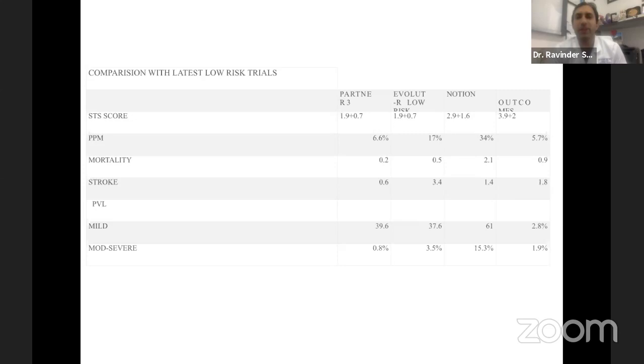The pacemaker implantation rate in the PARTNER 3 trial was 6.6%, Evolut Low Risk trial was 17%, NOTION was 34%, and my outcome is 5.7%. Mortality almost similar. Stroke rate almost similar. Mild PVL was seen in only 2.8% of patients, and moderate to severe PVL was seen in 1.9% of patients.